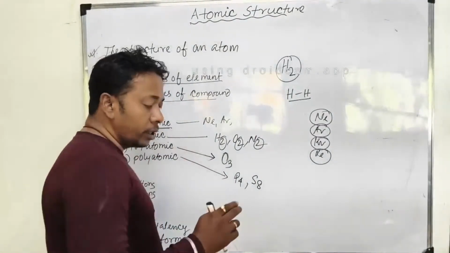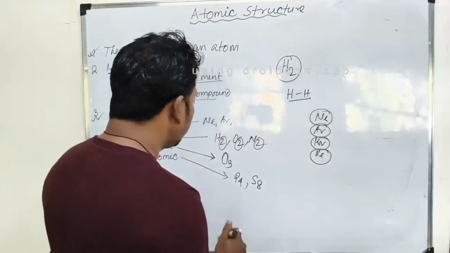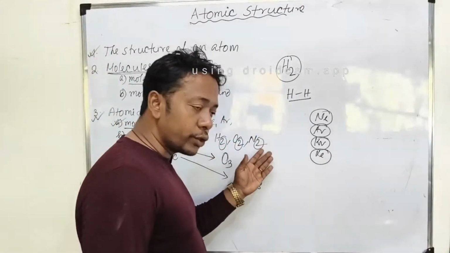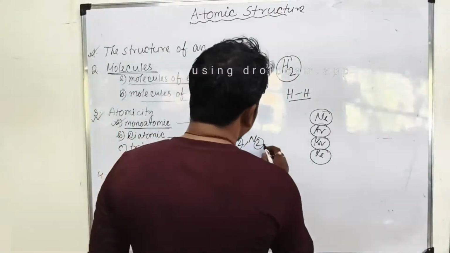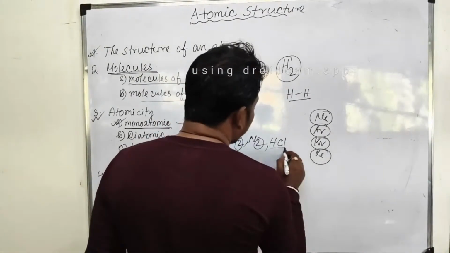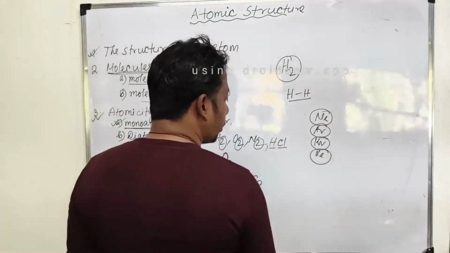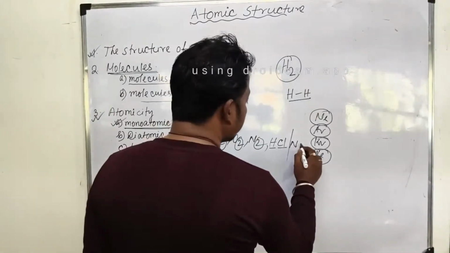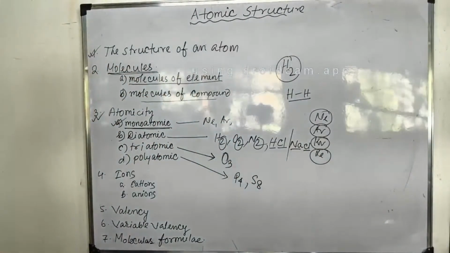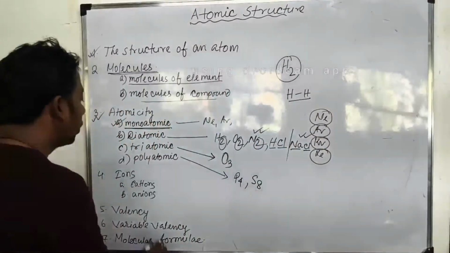Diatomic means the molecule contains exactly two atoms, like hydrogen, oxygen, nitrogen. Okay, so we can write different examples. HCl. One is H, another one Cl. So two atoms are there. That is a diatomic molecule. Okay, NaCl, sodium and chloride. That is also a diatomic molecule. Clear? That is the same element, different elements.